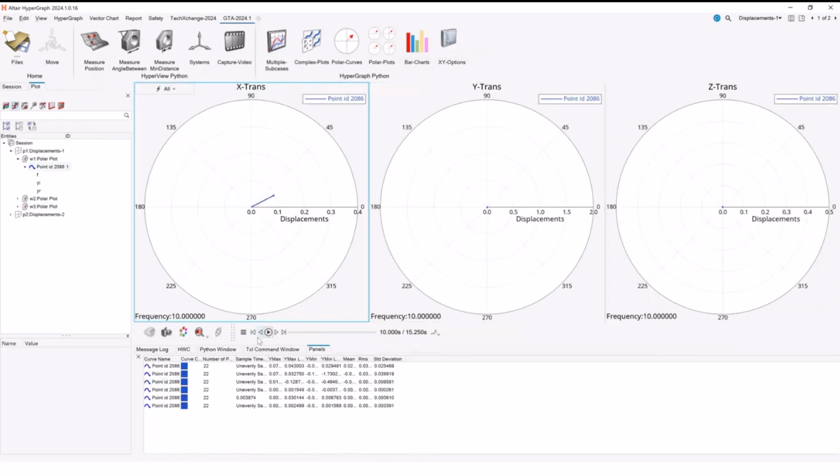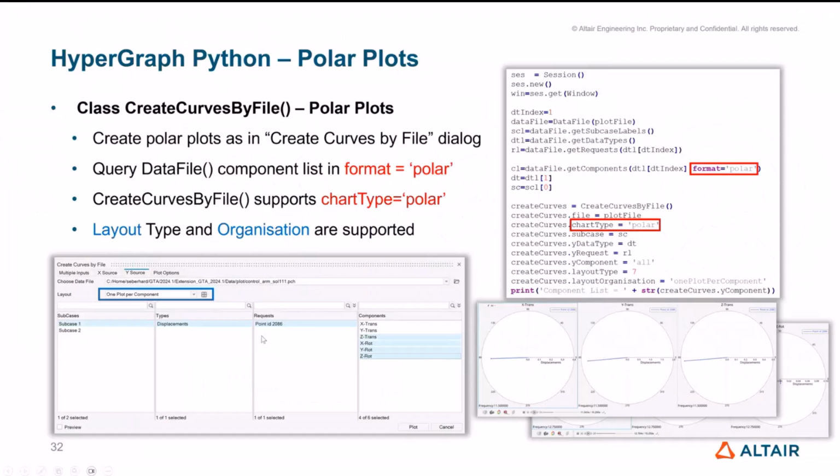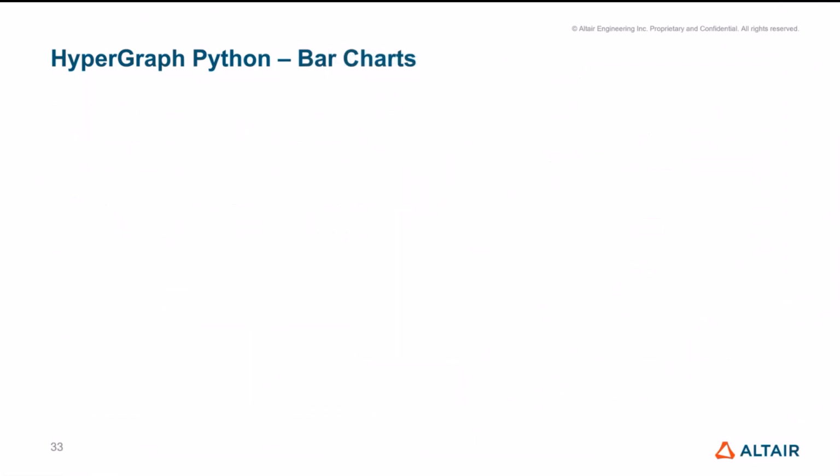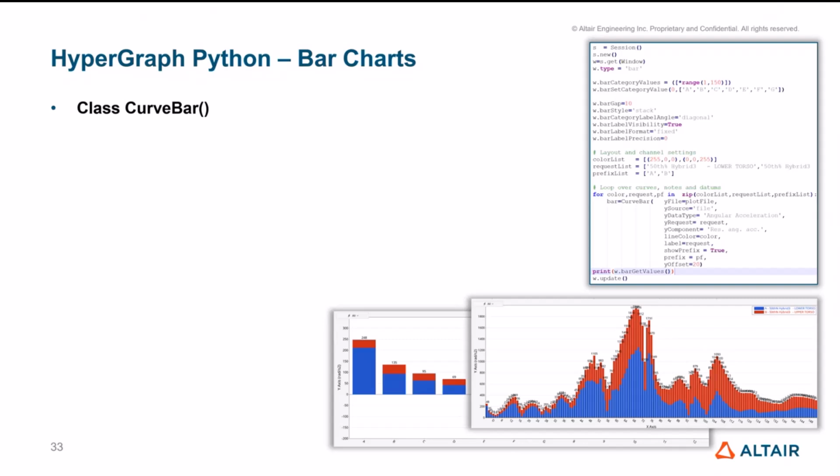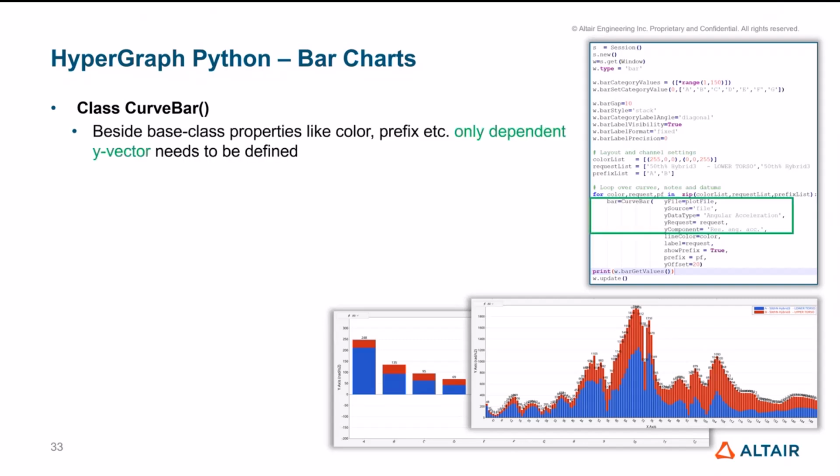And you will see everything is loaded accordingly. A lot of work has been done to go into bar charts. Bar charts have no mass plotting, so here you have to use the curve bar class, and there are some specialities. Beside the base class properties like color, prefix, etc., you have only one dependent y vector, so no x vector for this curve.